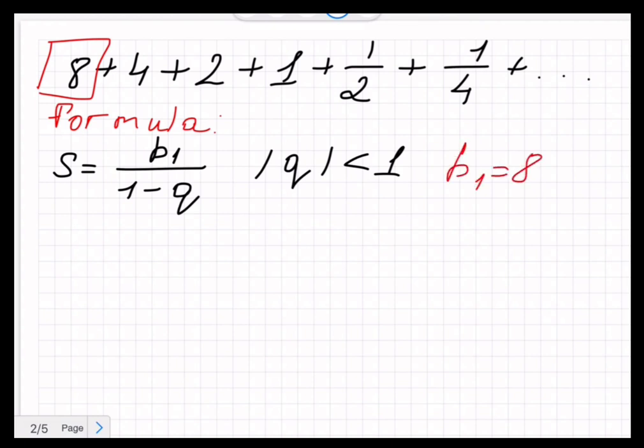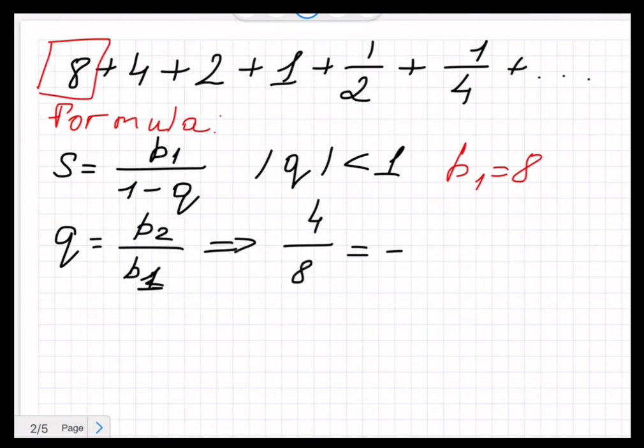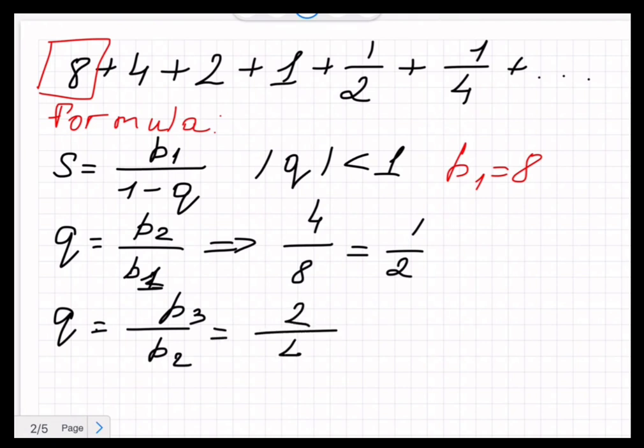So, in this example, the first term is 8. Now, what is the common ratio? To find the common ratio, take the second term and divide it by the first. So, 4 divided by 8 is a half. To confirm it, take the third term divided by the second. 2 divided by 4 is a half.